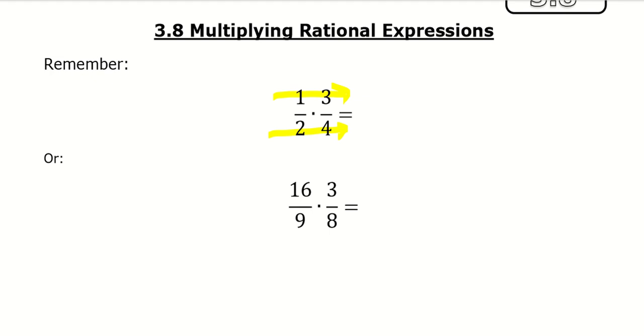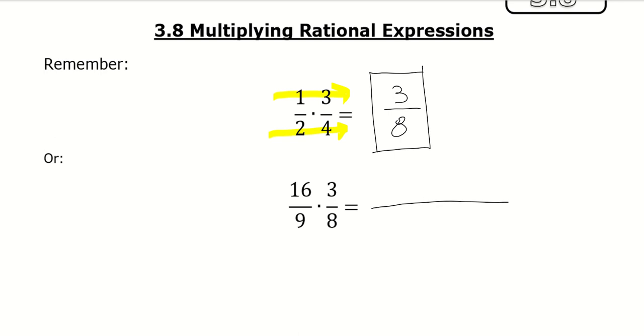So in this case right here, 1 times 3 is 3, and 2 times 4 is 8. And you see, can it be simplified? Well, 3 over 8 is already simplified and cannot be done anything to it. Now looking at our next example, there are several ways we can reduce this before we multiply, or we can multiply and reduce afterwards. I'm going to go ahead and separate this thing out and reduce it before I multiply.